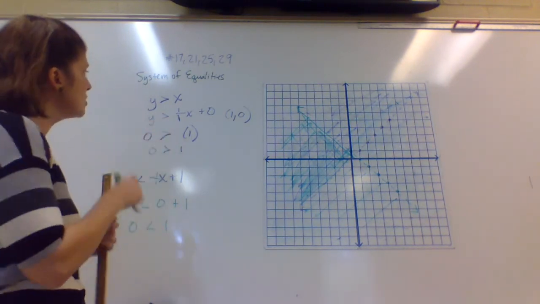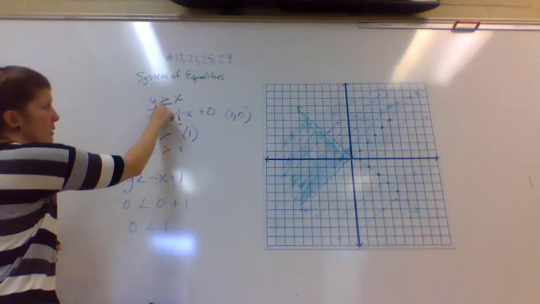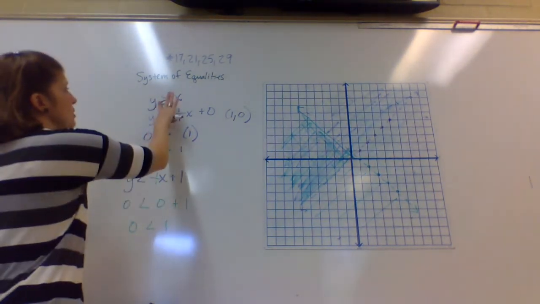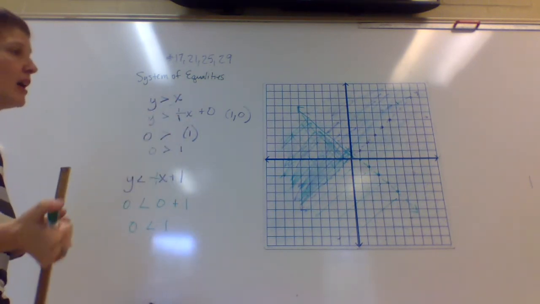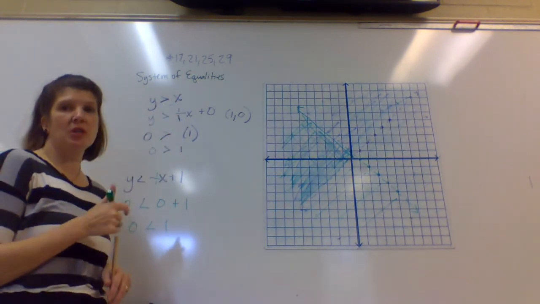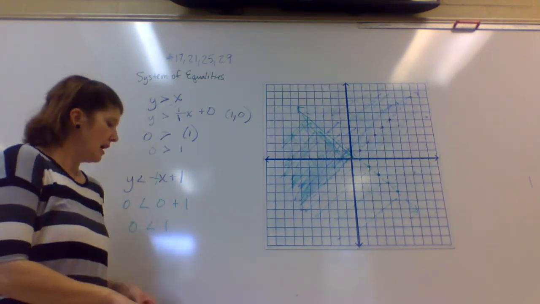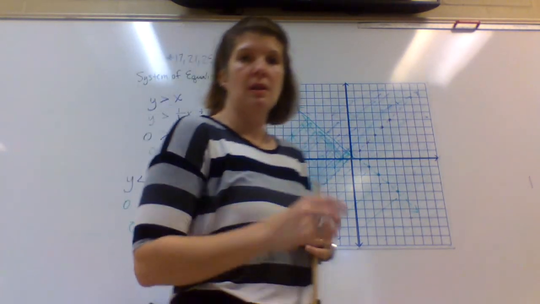If there's a line under here, like so, then that means we do a solid line. If there's not, we do a dotted line. And then to figure out where to shade, I find that the easiest way is to plug in some point and see if it works or not. And then put your little overlap. There's the answer to the question.